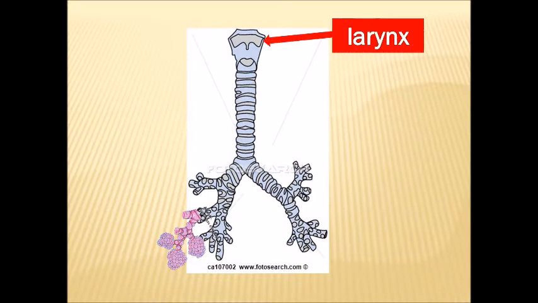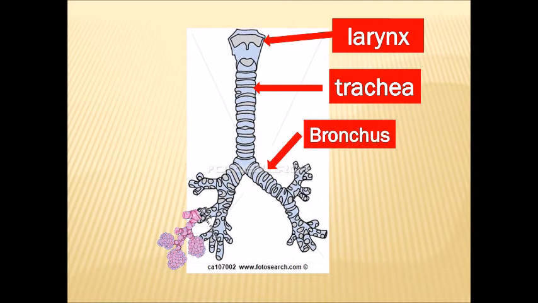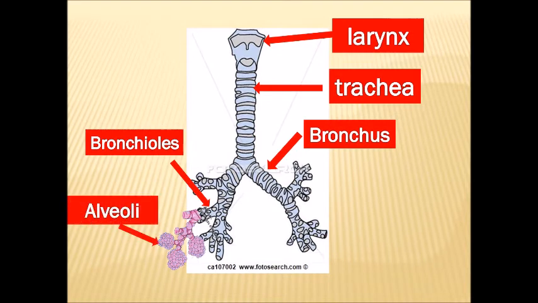Now let's know about this structure. At the top of the trachea, we have the larynx, which is the voice box. Then the trachea itself, which is like a tube. Then the trachea is divided into two bronchus, each one entering into one lung. Then the bronchioles, which are the smaller branches from the bronchus, then the alveoli, which are the air sacs.